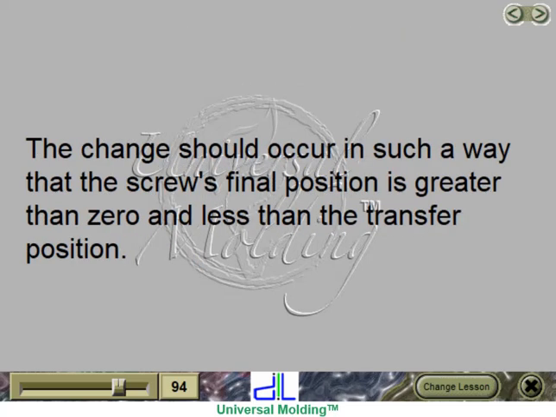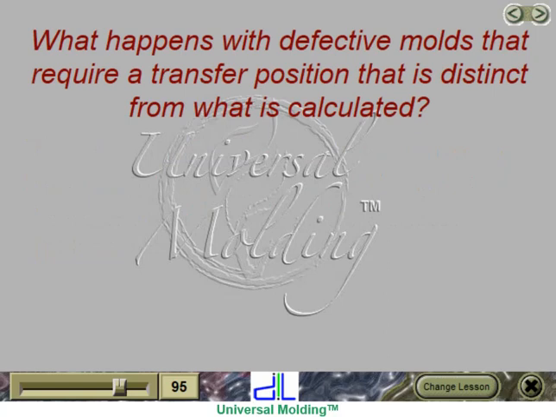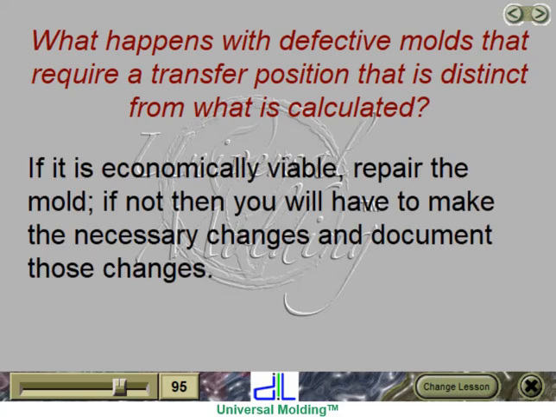The change should occur in such a way that the screw's final position is greater than 0 and less than the transfer position. What happens with defective molds that require a transfer position that is distinct from what is calculated? If it is economically viable, repair the mold. If not, then you will have to make the necessary changes and document those changes.